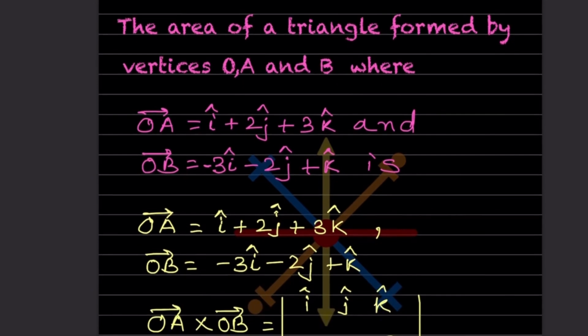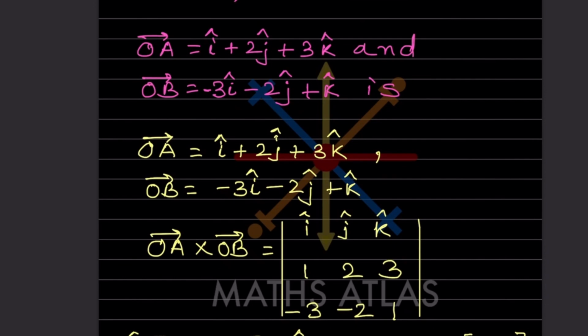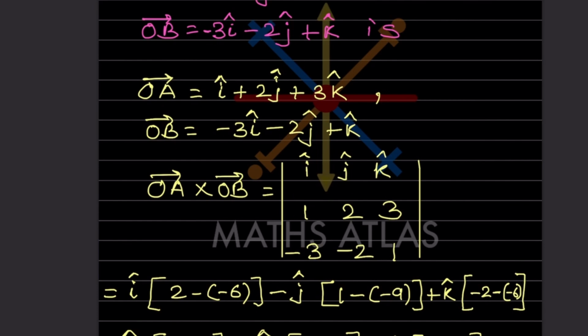Now it's given the area of a triangle formed by vertices O, A and B, where OA is i plus 2j plus 3k and OB is minus 3i minus 2j plus k. So let us write OA, and OB the same way. Now we will take OA cross OB, so we are going to multiply these.